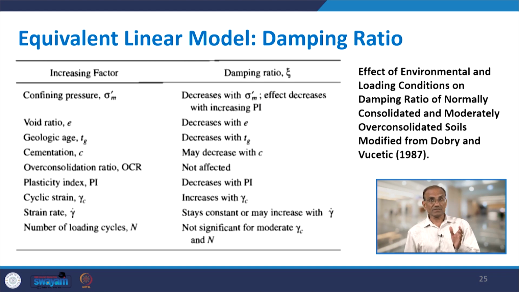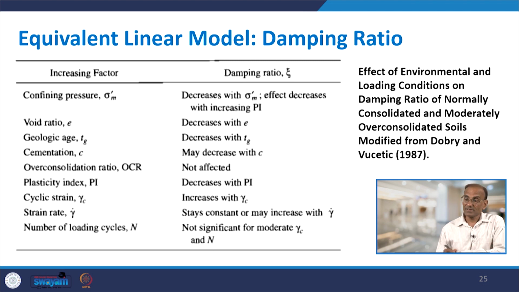Similar to what we discussed for G by G max ratios, that they are influenced by many factors, similarly damping ratio is also influenced by many factors. On the left hand side of this table, the first column says that when these factors are increasing, the second column says what happened to damping ratio. For example, when you increase the confining pressure, G by G max was increasing, but damping ratio will decrease with effective confining pressure, and the effect decreases with increasing PI.